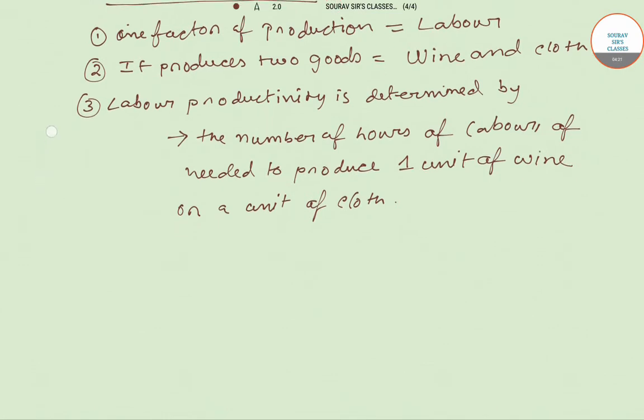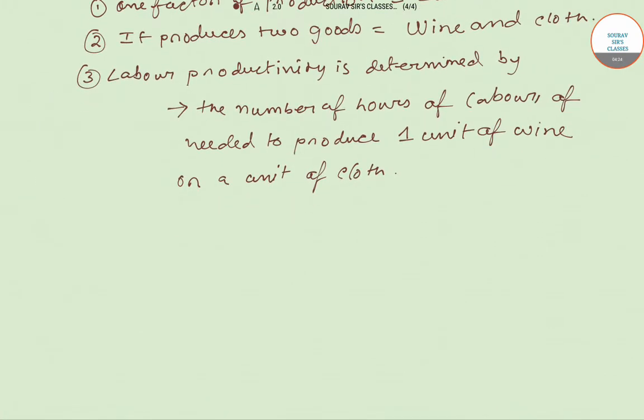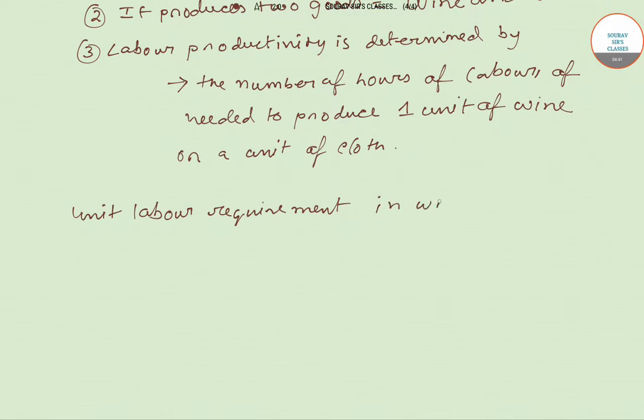So now we'll develop the model. We denote the unit labor requirement in wine and cloth production as ALW, which is the labor needed for wine production, and ALC, which is the unit of labor needed for cloth production.